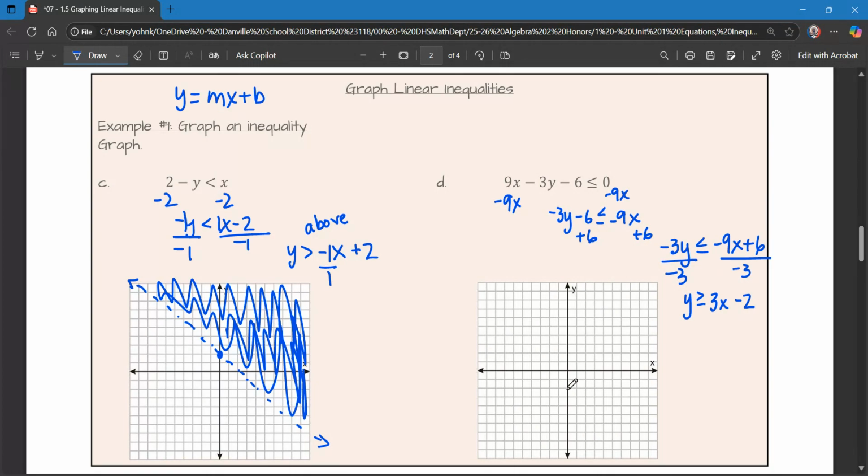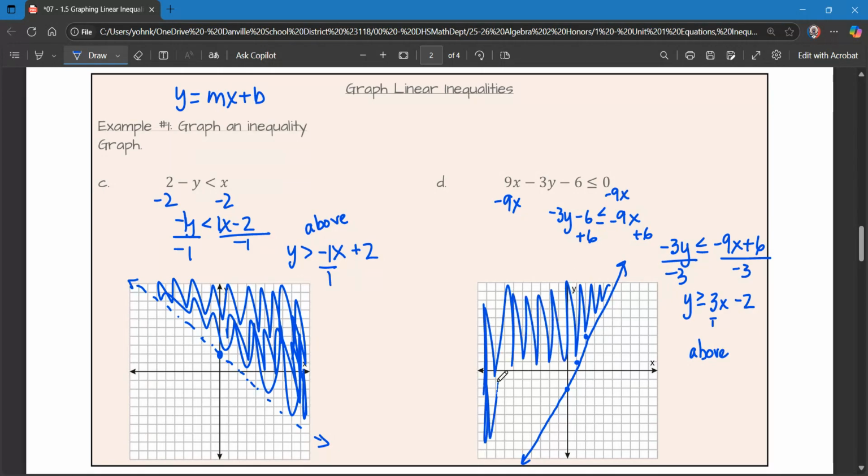So that means we're going to start at negative 2. The slope is 3 over 1. So up 3 over 1, up 3 over 1. You could keep going if you wanted. It is a solid line because it's equal to. It is a greater than, so it is above. So above would be on this side. You don't have to fill in every square, but I should be able to tell which way is which.